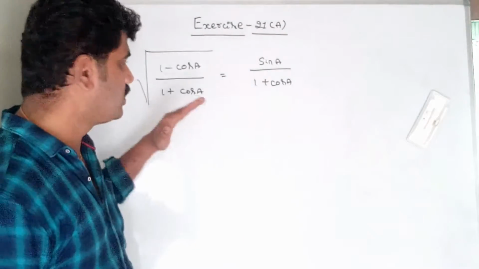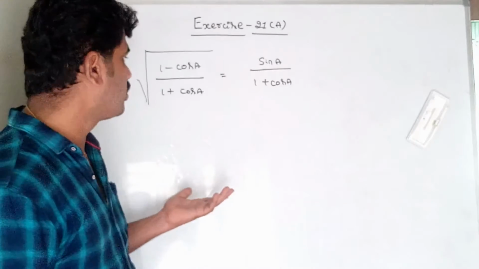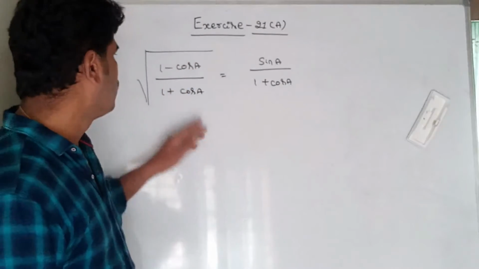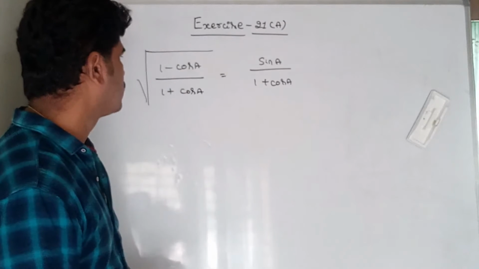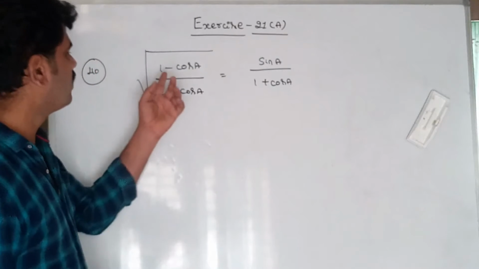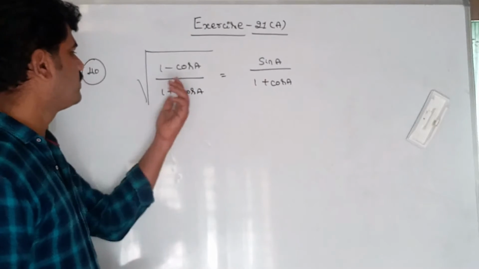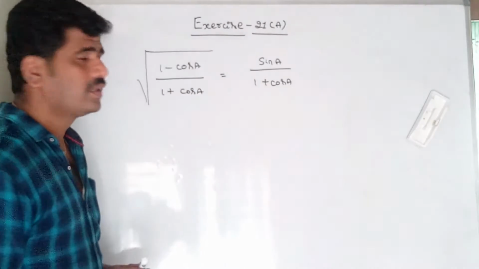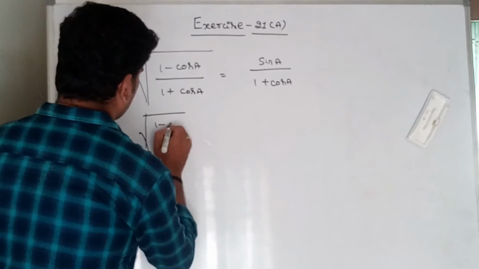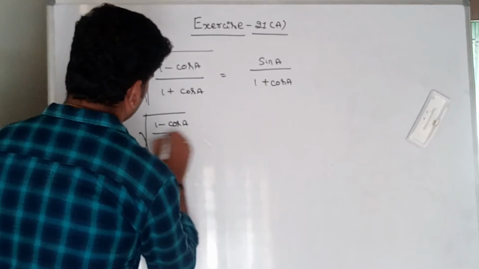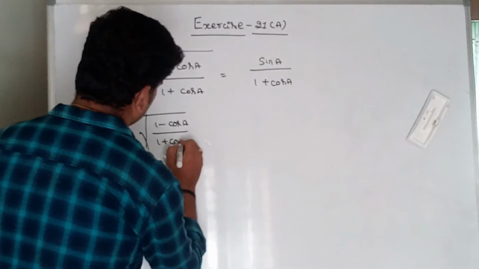Now you should know that it depends upon what you multiply and divide by in the given trigonometric functions. So here we have 1 minus cos A divided by 1 plus cos A. What did you do? First take LHS: 1 minus cos A divided by 1 plus cos A.